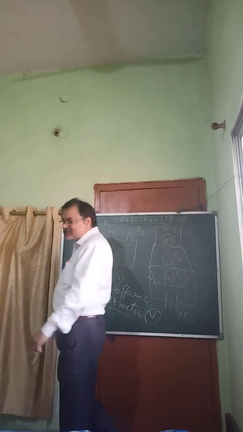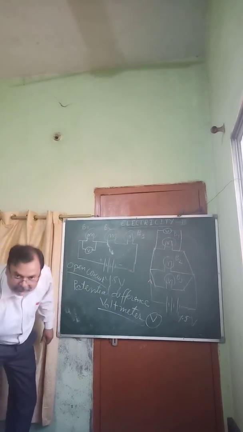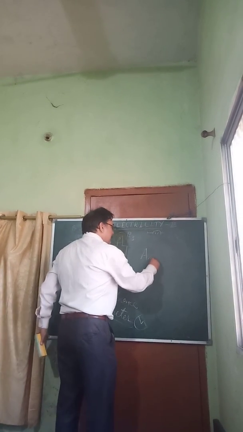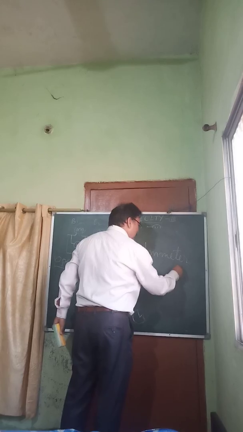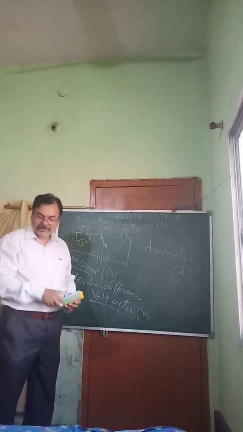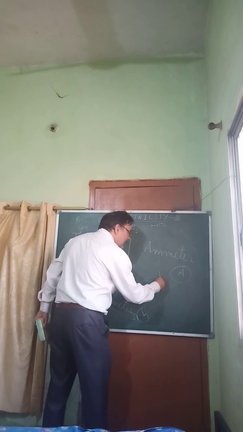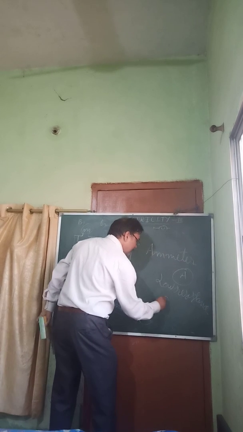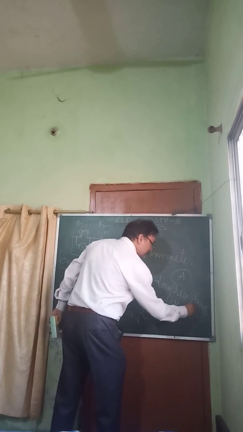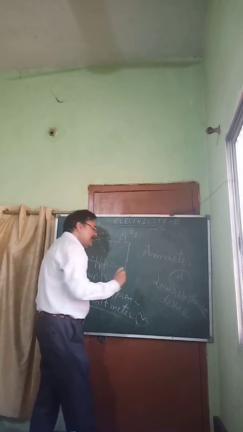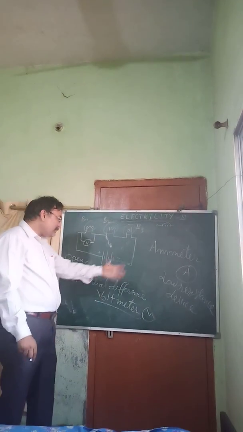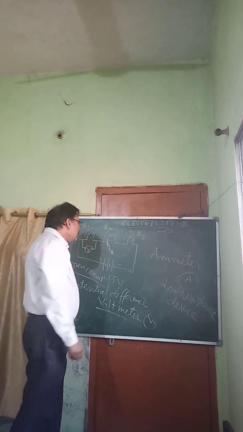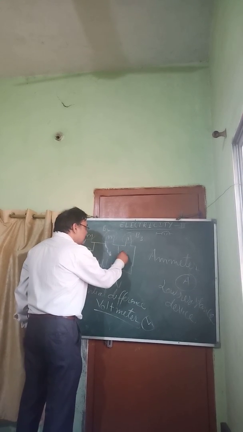Now, there is another device which is used for measuring electric current, and that is called an ammeter, which we represent by the letter A. This is a low resistance device. So as it is a low resistance device, can we connect it in parallel? Let's see. Suppose we are connecting this ammeter in parallel.